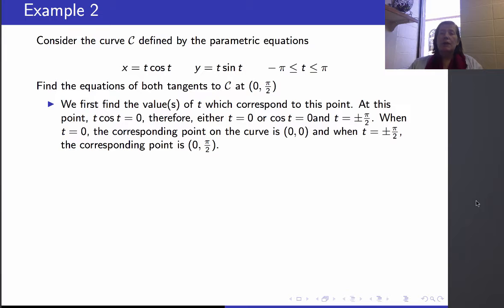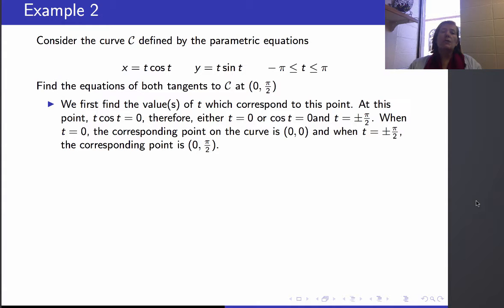First, we need to find the values of t, which give us this point on the curve. We presume there's more than one of them because there's more than one tangent. At this point, we must have x equals 0, so t times cosine t equals 0. And this means that either t is 0 or cosine t is 0. So the possibilities for t are 0 or t equals plus or minus pi over 2. And we're assuming the t values run from minus pi to pi, so these are the only values of t in this interval with cosine t equals 0.